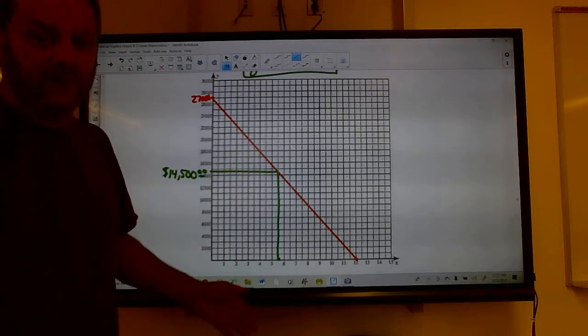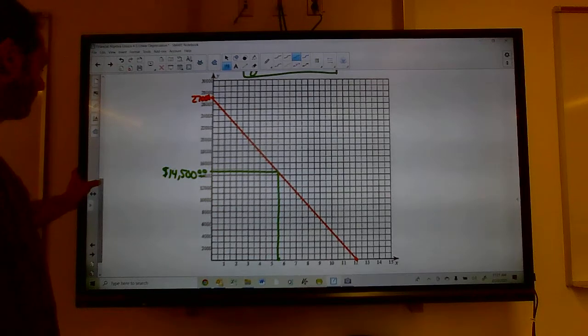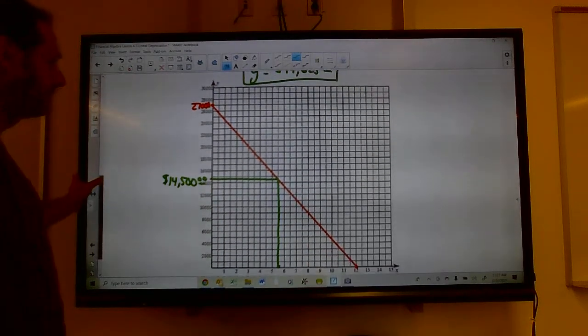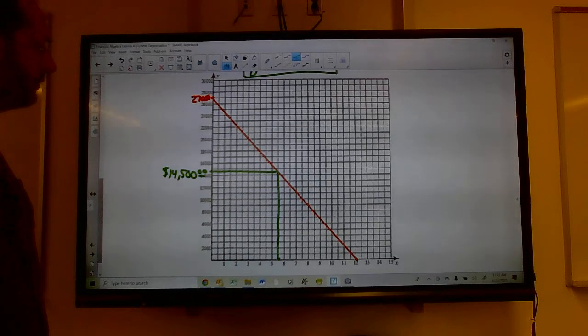So this is why I prefer to use algebra over a graph personally, because I don't know exactly where that's going to land, it depends on how good I do my graph. Now I was close. I was off by $125, so that's pretty good. But there you go.